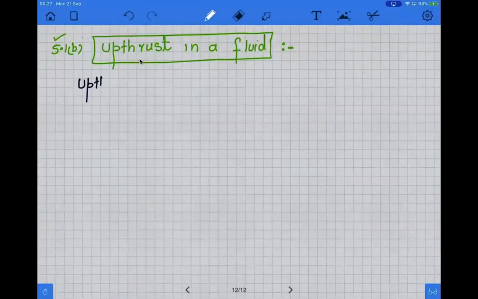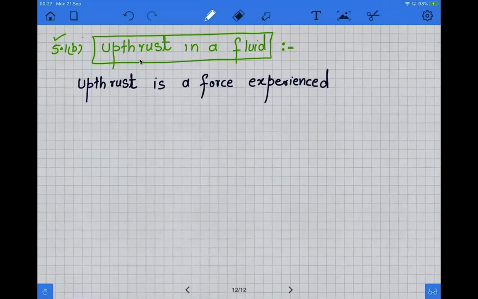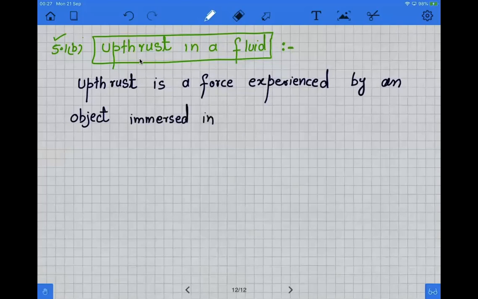Upthrust is basically a force experienced by an object immersed in a fluid.